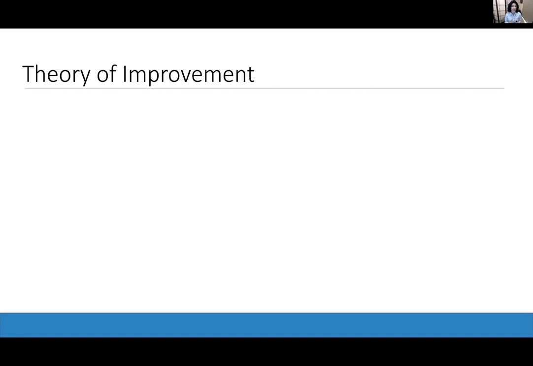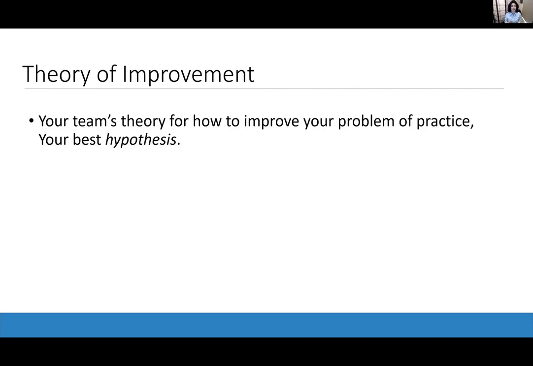So now that you've conducted systems analysis and root cause analysis to better understand your problem, you can begin to develop solutions for improving it. And I use the word solutions in quotes because what is really important to recognize here is that our plan for improvement is really just our best theory or hypothesis at this point for how to improve the problem. It's not a set solution at this point.